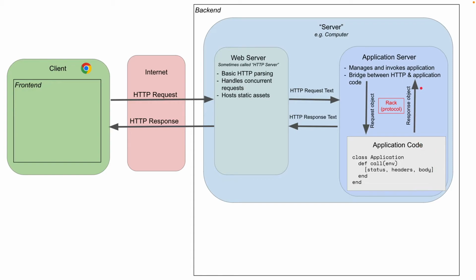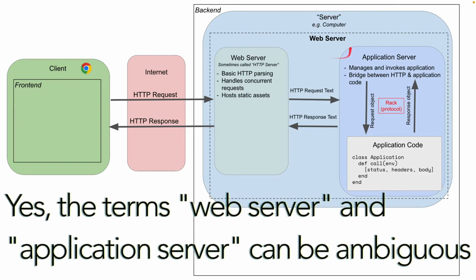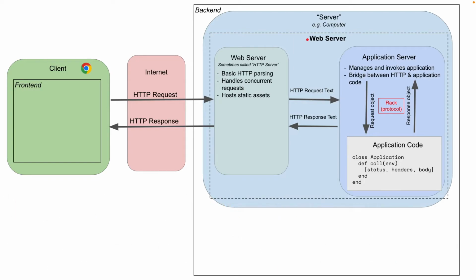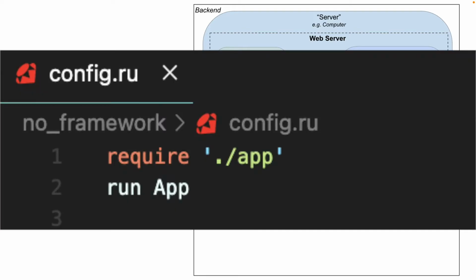Taking a step back, the web server and application server are often combined into one piece of software. What we really mean when we say that we serve our application code is that we're booting up these servers and telling them where our application code is. Once the application server knows where the application code we write is, it can call that upon any incoming requests. In the world of Rack, for example, we just specify this in a configuration file.